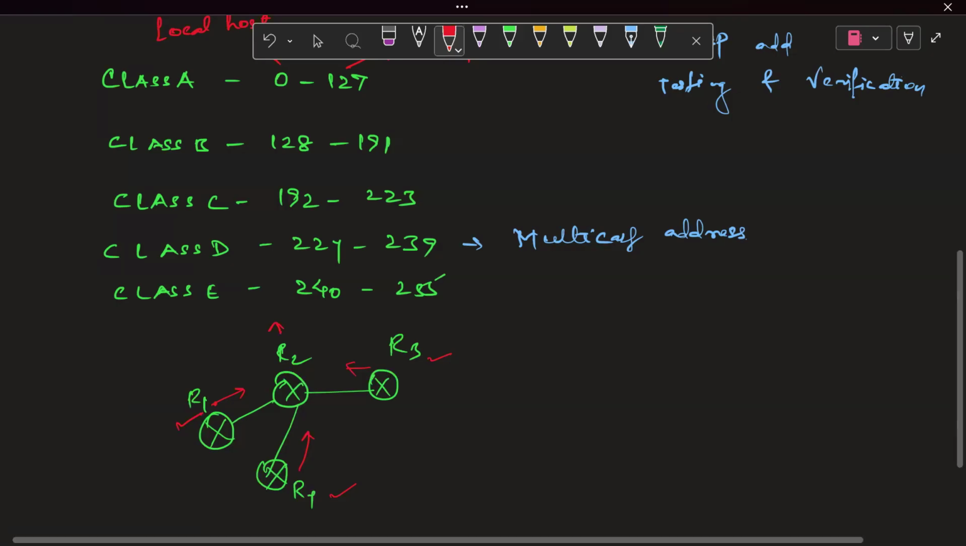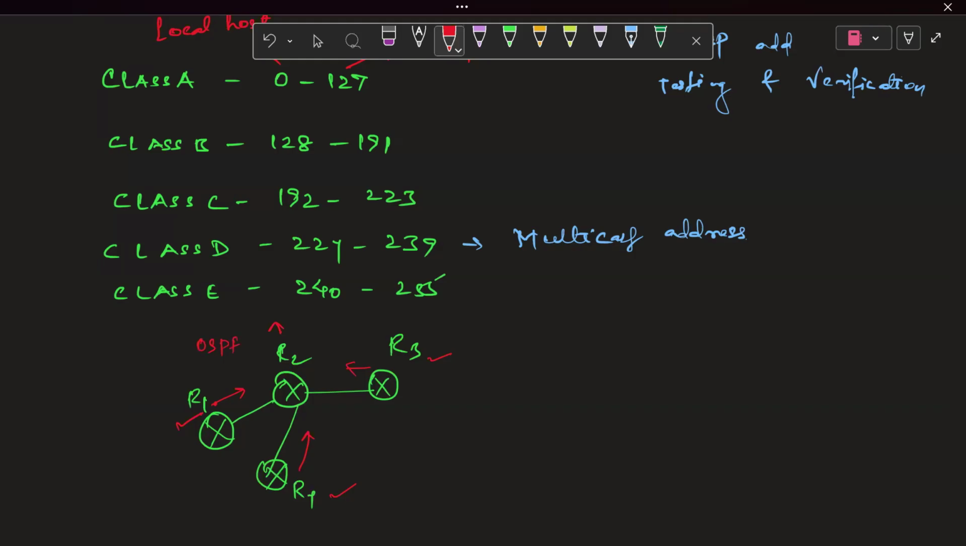Let's say it is going to form neighborship using a protocol called OSPF. For example, it is using the OSPF protocol to form the neighborship. It has two options. Either it has to ask the individual IP address of each neighbor, then form the neighborship, or send the information to those individual devices. If it wants to send information to all these multiple devices, rather than sending one by one to respective IP addresses, what will it do?